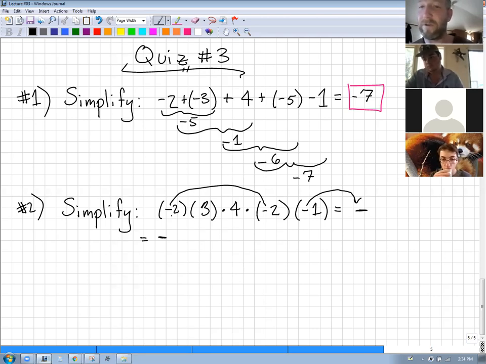And then we have 2 times 3 is 6. And then we have this times here. 4 times 2 is 8. And then we still have a 1. Okay. So multiplying by 1 doesn't change anything. 8 times 6 is what, 48.